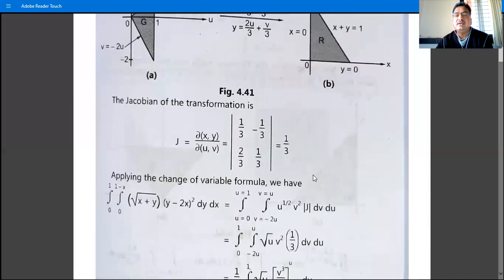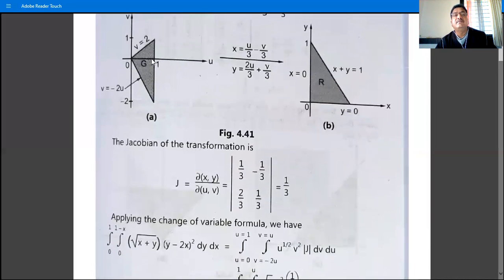So here the integration with respect to v is first. So we integrate with respect to v first, then take a strip parallel to the v axis. One end of the strip touches the line v is equal to minus 2u, and therefore it is the lower limit, v is equal to minus 2u. The other end touches the line v is equal to u, which means v is equal to u is the upper limit. So here is the correction, right? v is equal to u.